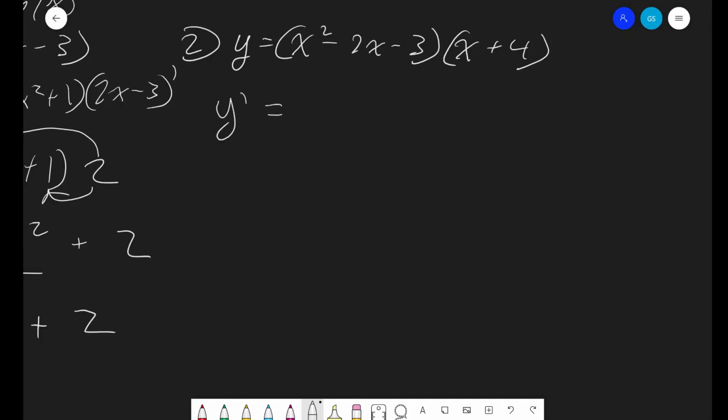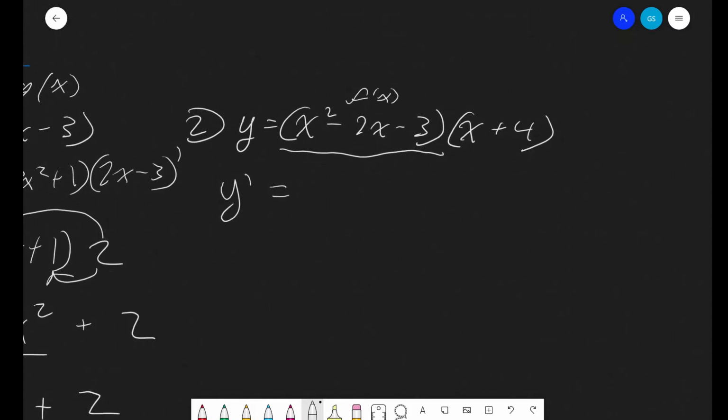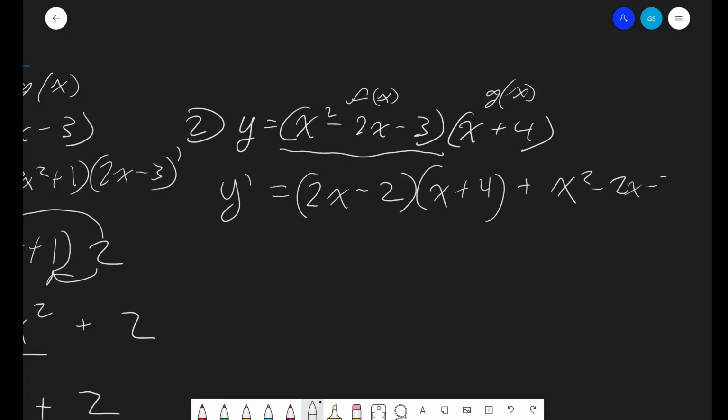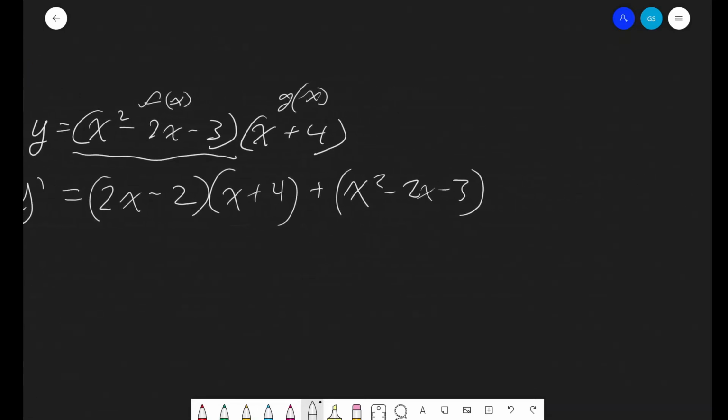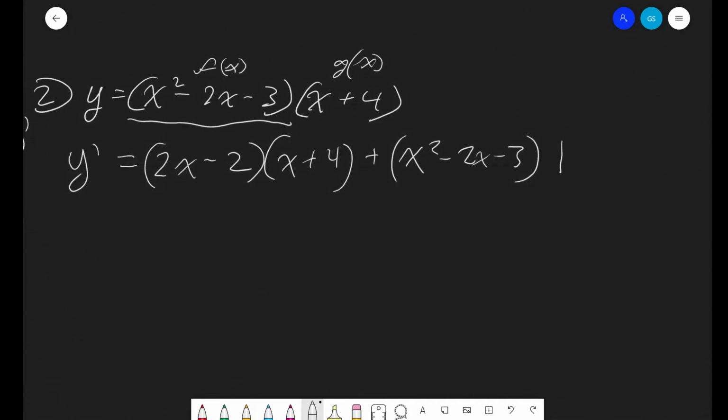So y prime, I'm going to differentiate this first guy here, right? Because I'll make this the f of x term and then this the g of x term. So differentiating this, x squared is just 2x, the negative 2x just becomes negative 2, and the constant negative 3 just becomes 0. Times x plus 4 plus, and then I write x squared minus 2x minus 3 again. Now I'm going to differentiate x plus 4, which is just 1, because differentiating x is just 1. 4 is a constant, so it's just 0.